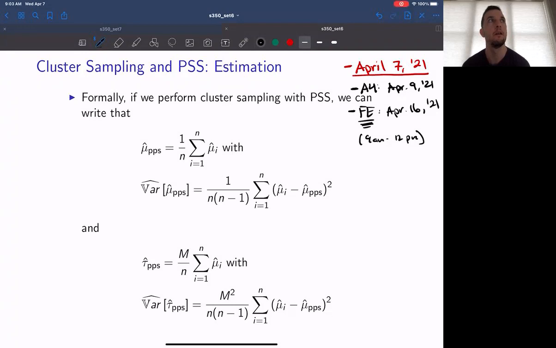Lost my train of thought there. Formula sheets, cumulative, review session.